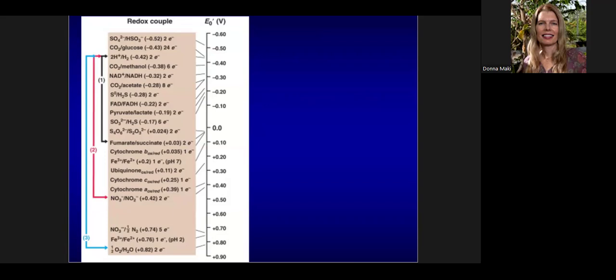So if oxygen is available, cool. They're going to use it as the terminal electron acceptor. Well, let's say you're running an experiment and you're mean to E. coli and you're like, I'm putting you anoxic. You're not going to have any oxygen.